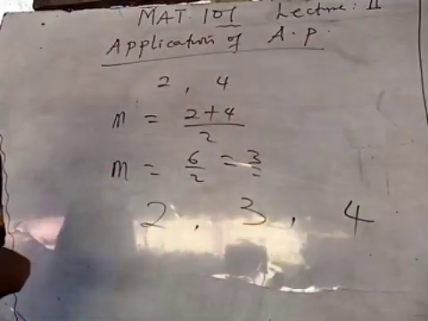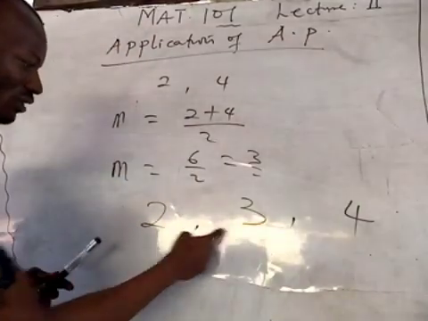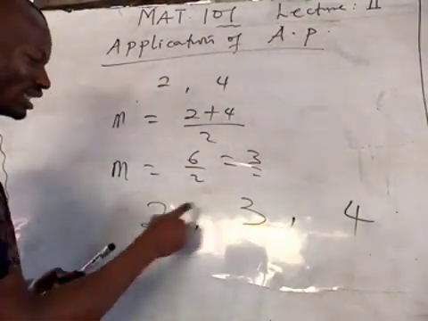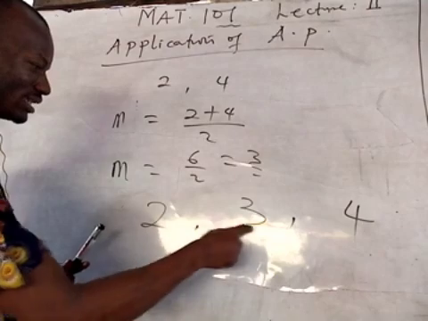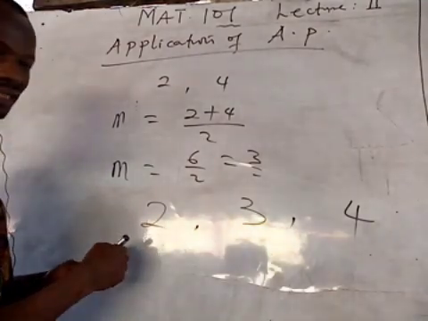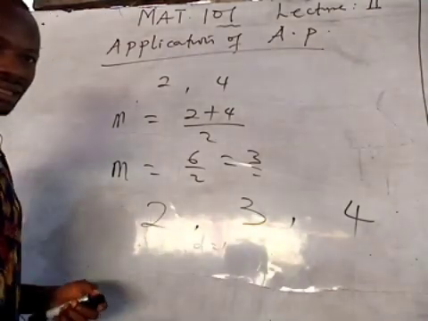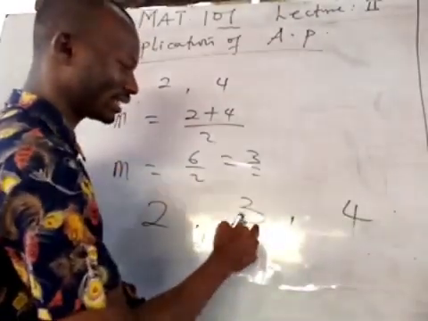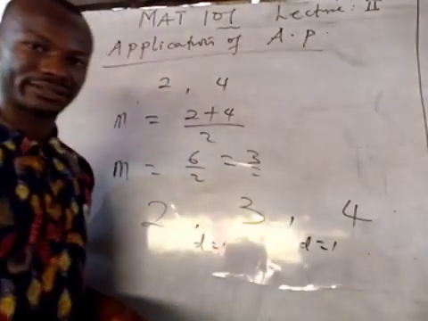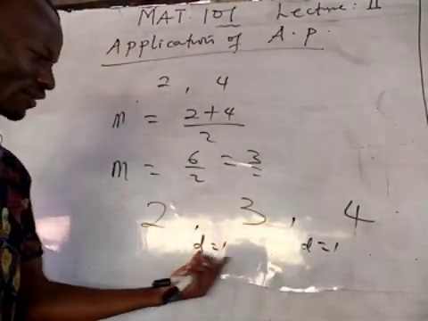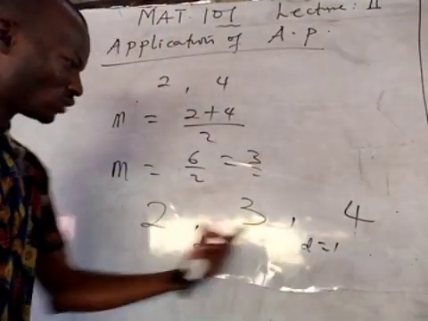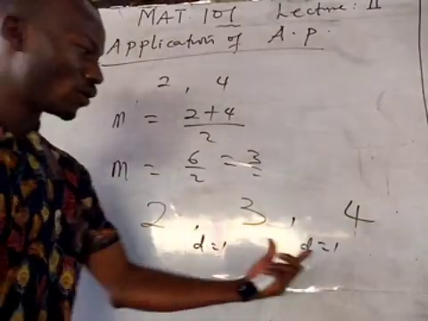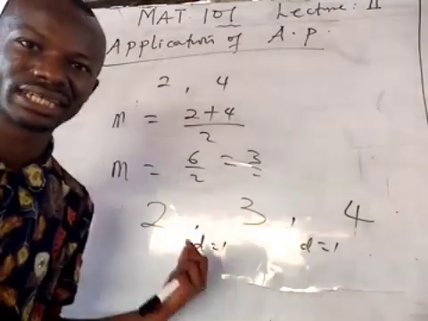Very simple. When you look at this sequence here, we can see that 3 succeeds 2, and the difference between 3 and 2 is 3 minus 2, which is 1. So our difference here is 1. In the same vein, 4 succeeds 3, and the difference between 4 and 3 is still 1. So you can see that the difference is the same. Therefore, this sequence formed is in arithmetic progression, a linear sequence.